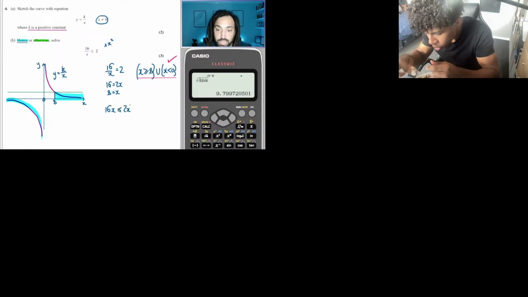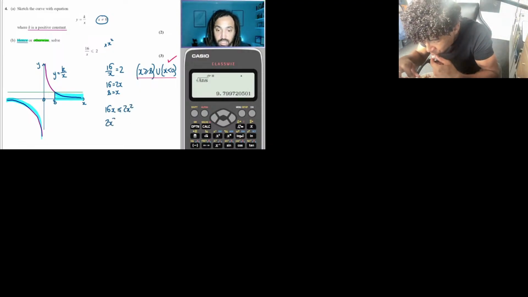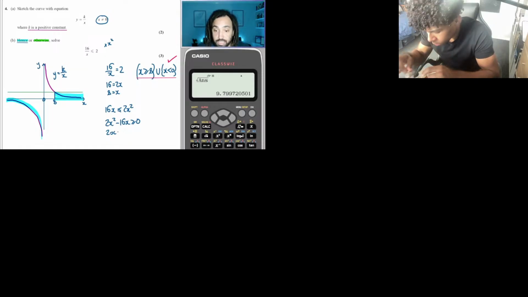So if I do multiply through by x squared, I get this. I can rearrange this, like so, just to get it into a quadratic. I can then take out a factor of 2x, like so. And this tells me that x equals 0 is one of the solutions, and from here, x equals 8 is the other solution.